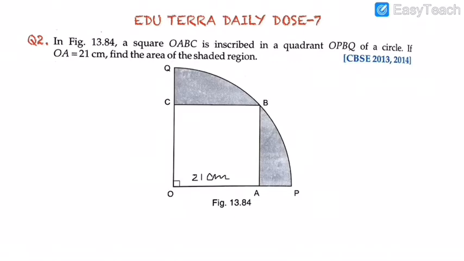In the question we are given OA, which is a side of the square, 21 centimeters. So how can we find the area of the shaded portion? Area of quadrant minus area of square. One by one we will try to find the area of OABC.